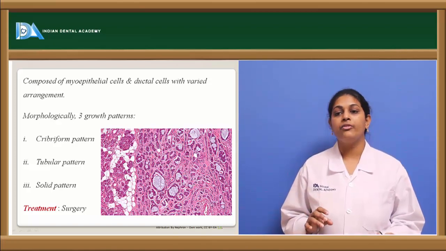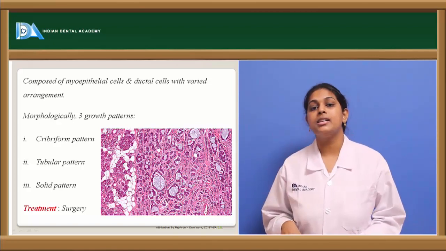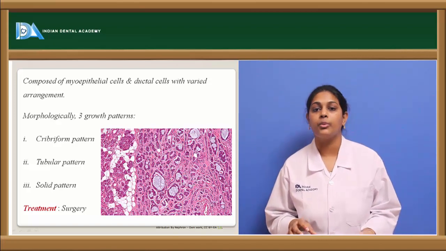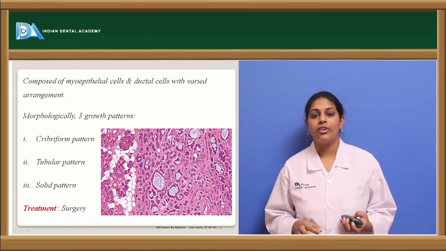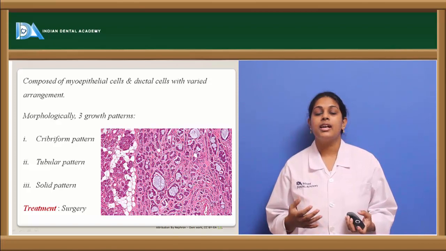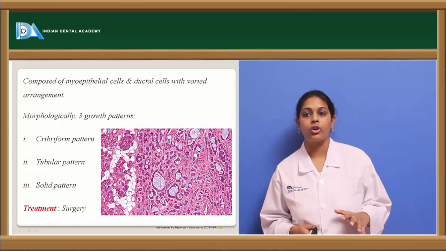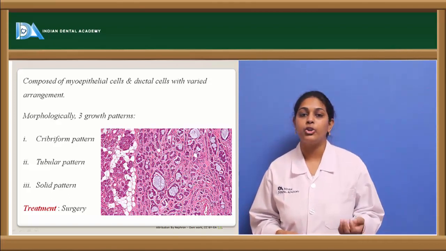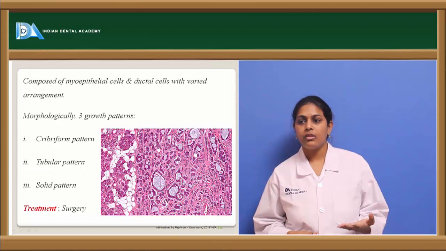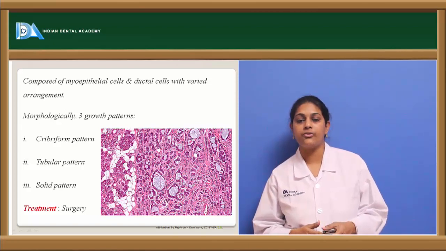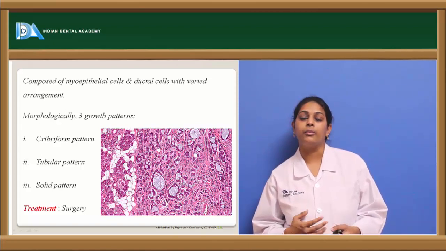In the solid pattern, the neoplastic cells are arranged in the form of cords, or in the form of islands, or in the form of sheets, where these cells predominantly proliferate. The solid pattern shows a poor prognosis when compared to the cribriform and tubular patterns. For treatment, patients are usually advised to have the carcinoma removed or resected.